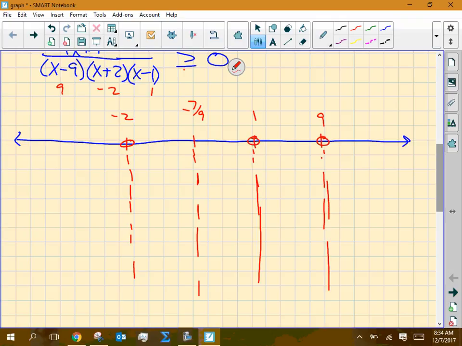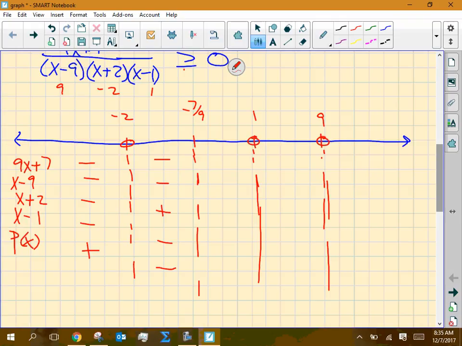Then we put our factors over here: 9x plus 7, x minus 9, x plus 2, x minus 1, and then we've got our total p of x. Going through here, if I take negative 10, that's going to be a negative number, negative, negative, negative, so my total is positive. In here, maybe we choose negative 1. That would be a negative. This would be a negative again. This would be positive. And this would be negative. So my total then is negative.